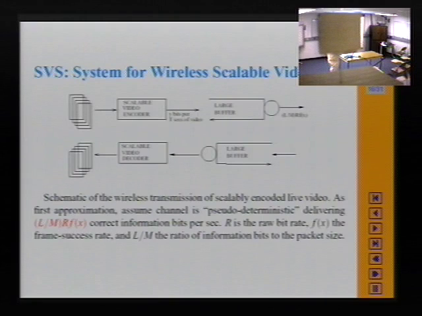And f of x is just the probability, the percentage of these bits that are actually correct. So what we do is assume, for the first approximation, that this length here is deterministic. But the throughput is determined by this expression. So basically it's the raw data rate times the probability of success.